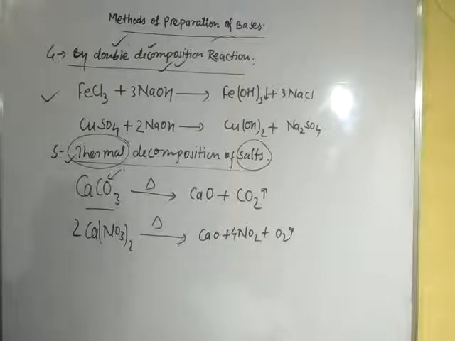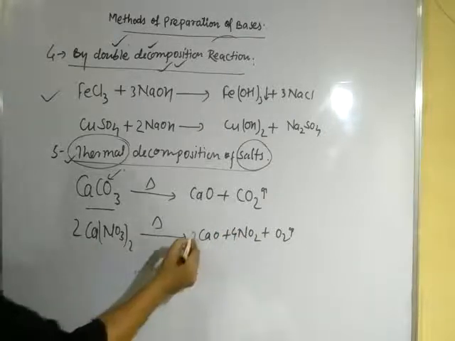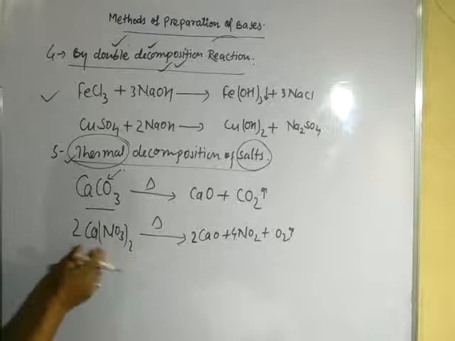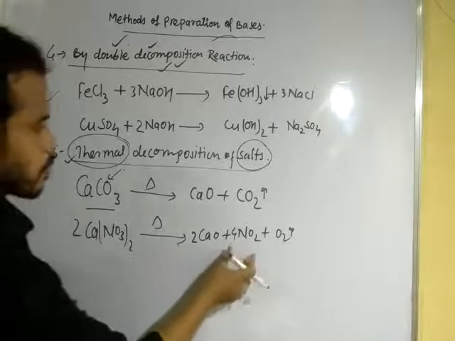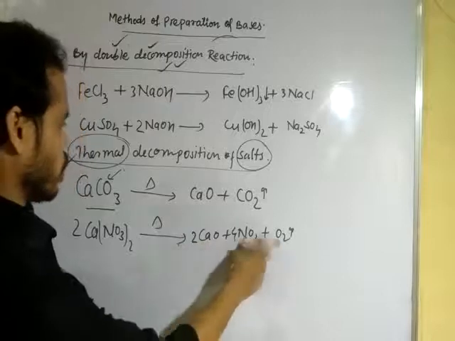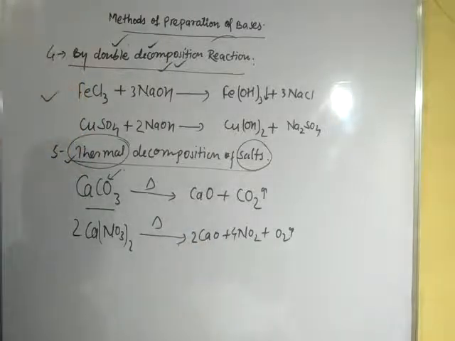I think this reaction is not valid. Here, calcium 2, so here multiply with 2. This reaction is a balanced reaction. Clear, dear student? 3 to the 6, 2 to the 12, 4 to the 8, 10 to 12 oxygen, 2 calcium. Everything is clear. Okay, dear student.